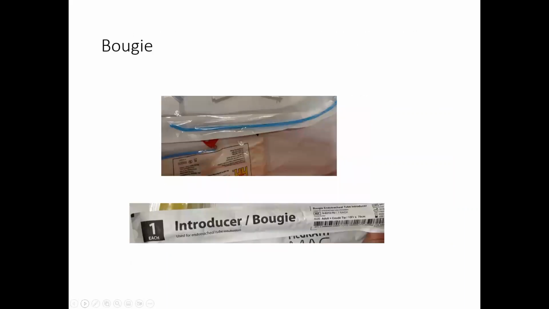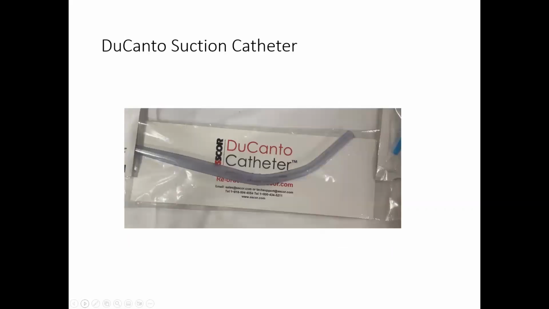A little bit on the Bougie. Again, the Bougie can be used alone or it can be used as an introducer, to introduce it through the vocal cords first, and then you thread the endotracheal tube right over it. Decanto just looks a bit like a Yankauer, but again, has a much bigger opening.